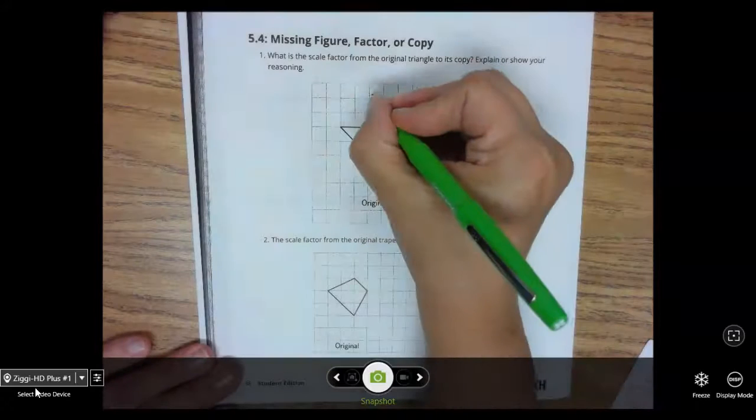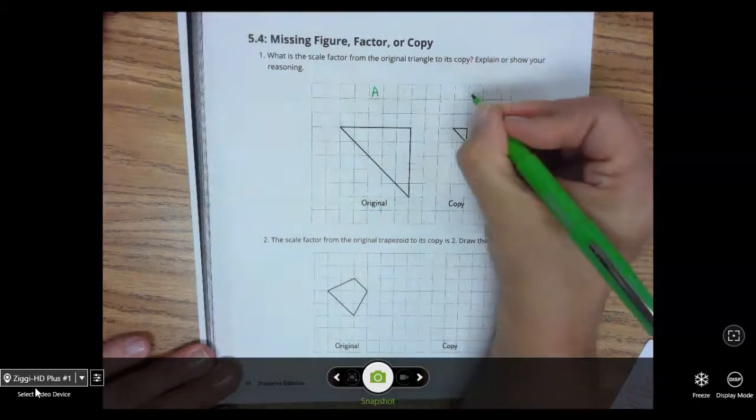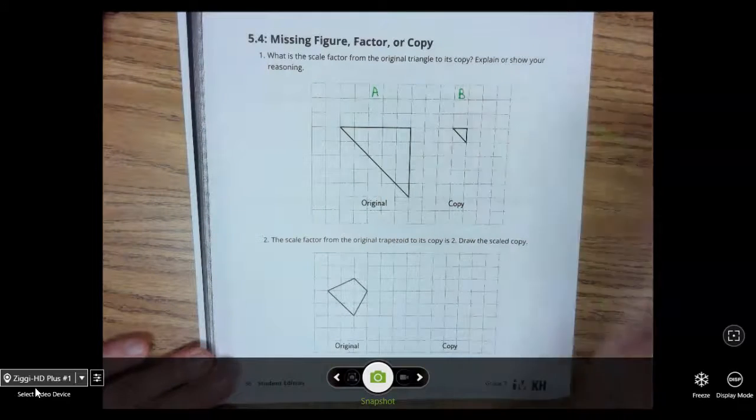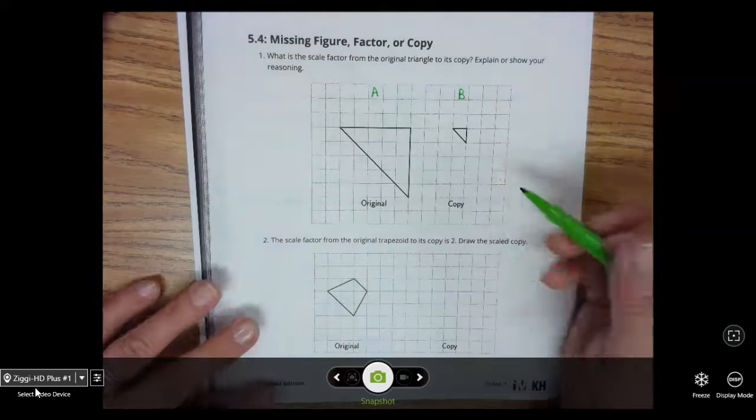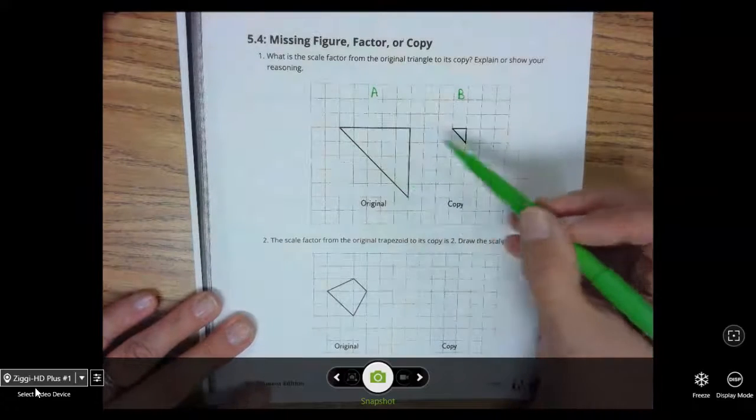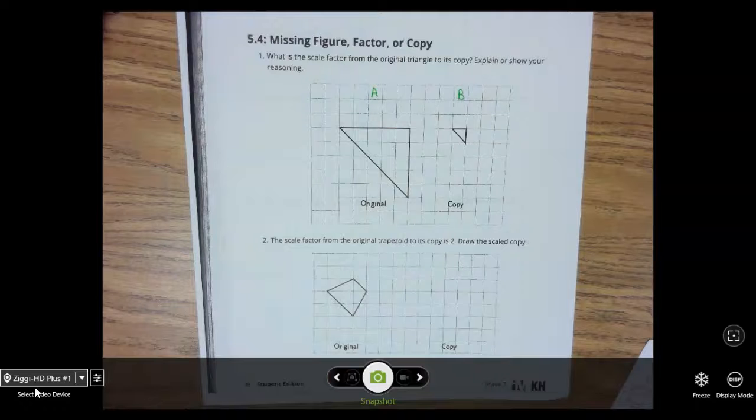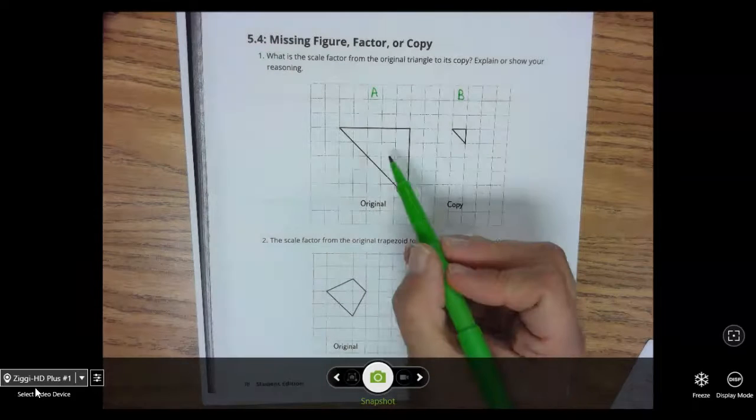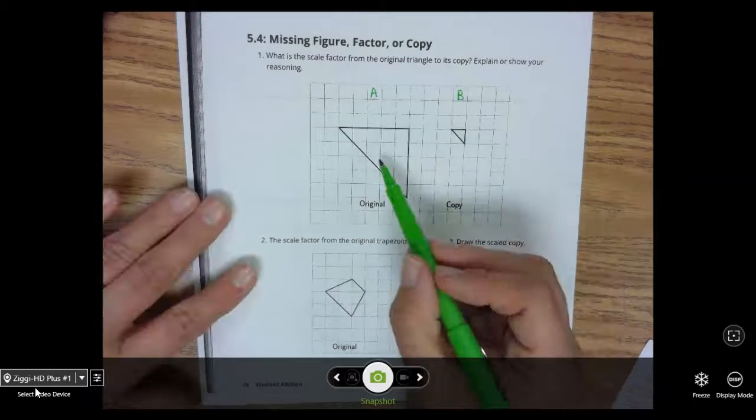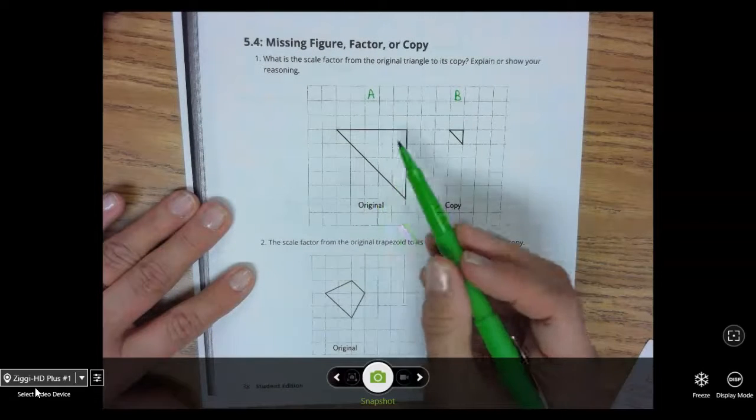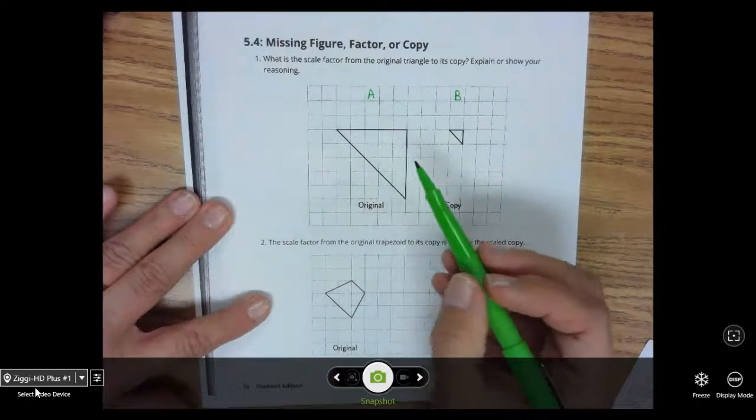So let's call the original A and the copy B. Write that in your book because this will help you understand. So if I'm going from A to B, is my shape getting larger or smaller? Well, from here to here, it got smaller. So I know it's a number less than 1. So let's see what that would be.